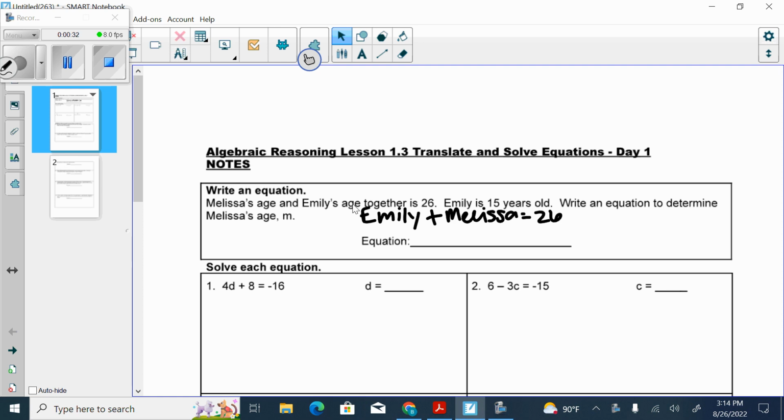Okay, what other information do we know? That Emily's 15. Right. So really, all I need to do is take that 15 and replace Emily's name, right? And they said to use M for Melissa.